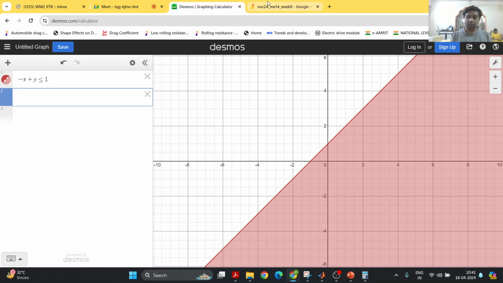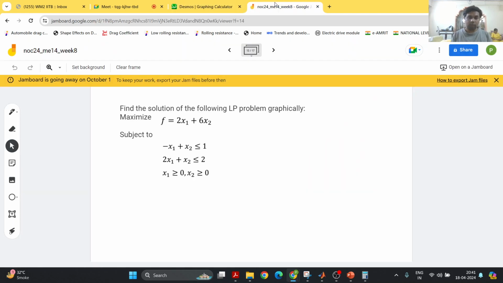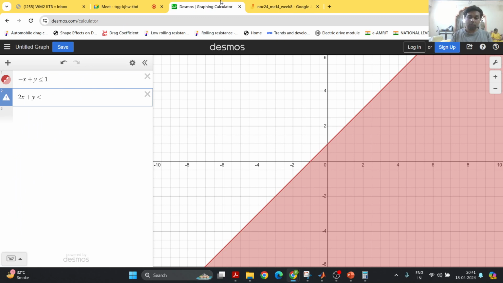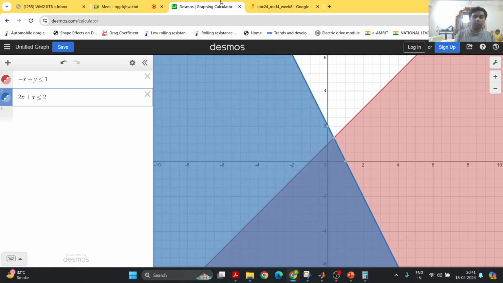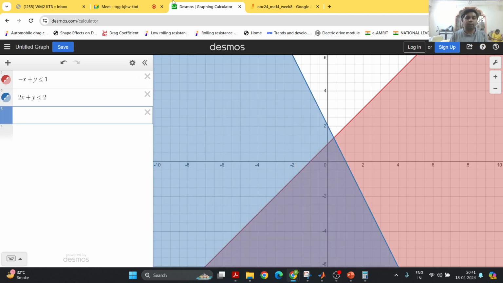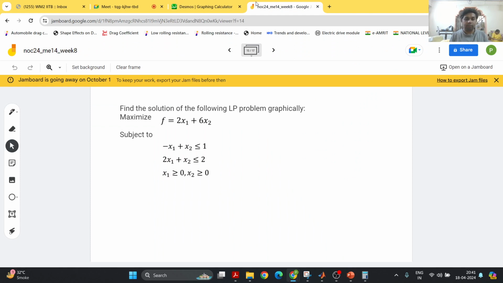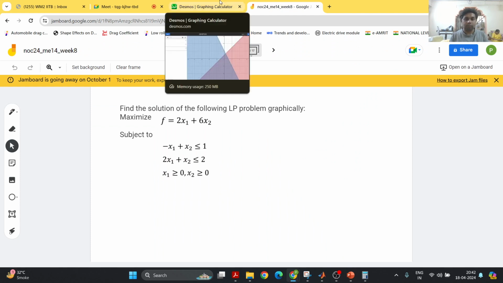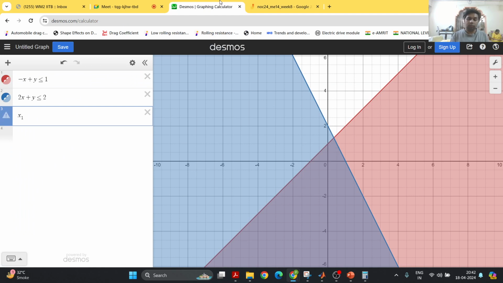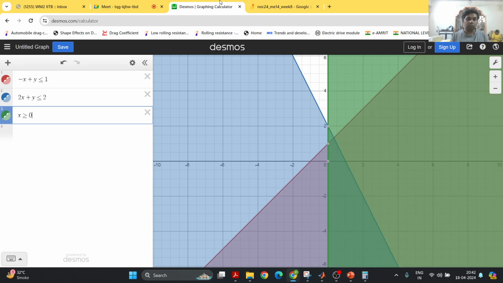Put the next equation. Minus 2x1 plus x2, so minus 2x plus y, less than or equal to 2. No, maybe instead of putting that, let us stick with only those first two.